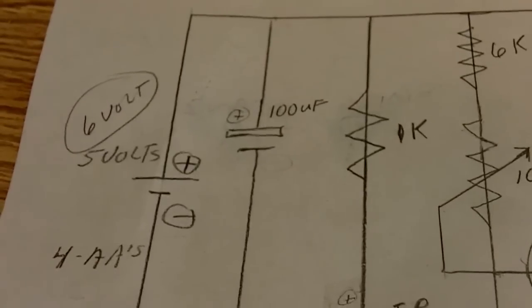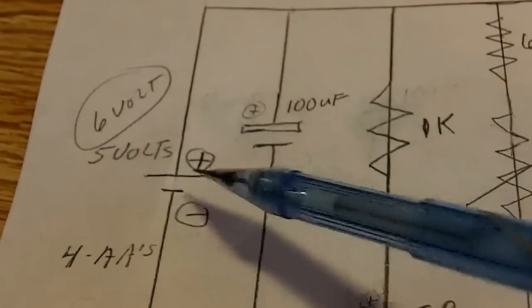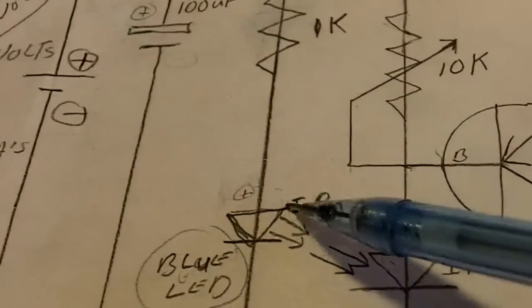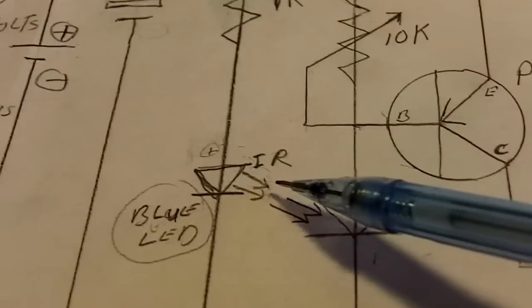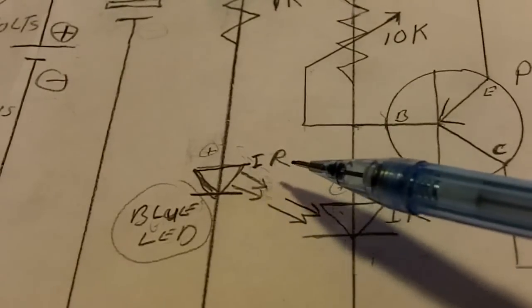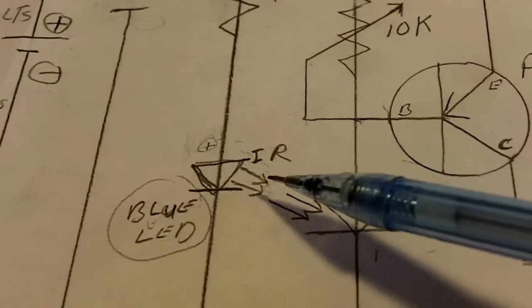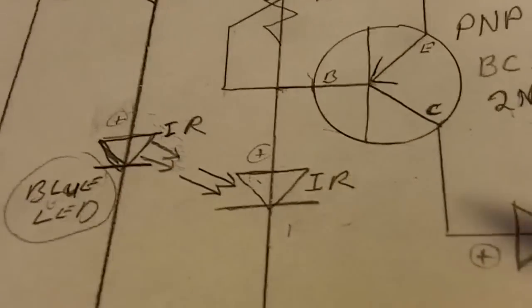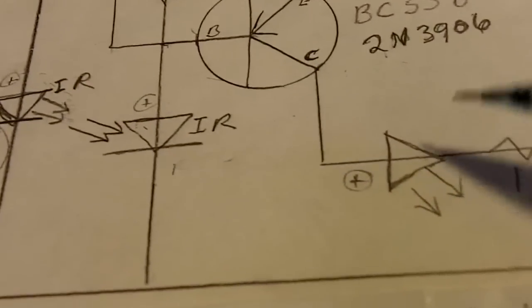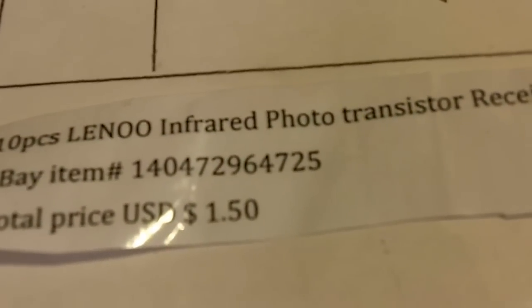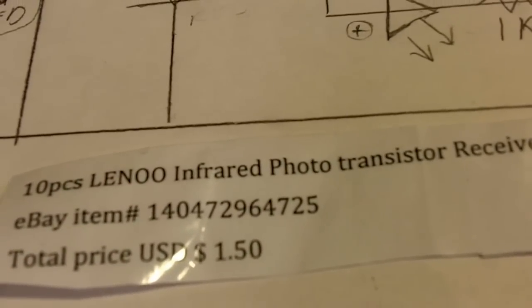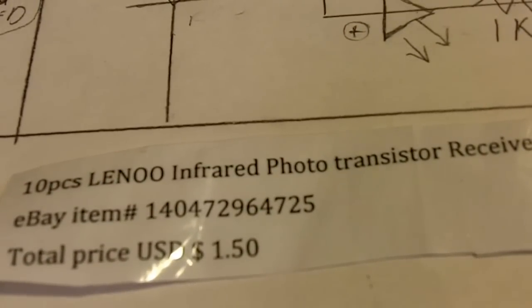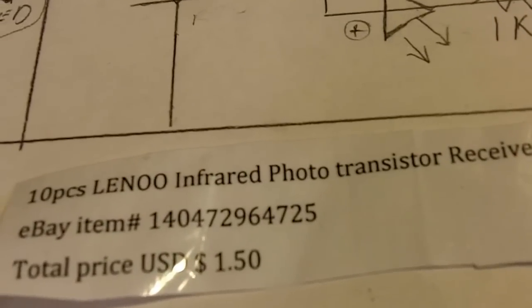What I'm doing here, instead of using 5 volts, I'm using 6 volts right here. And instead of using this infrared LED here, I'm just using a blue LED. I had a white one in there and it worked fine too. Right now I have a blue one in there. And on the infrared photo receiver, I'm using these right here. I got them online, and you can see 10 of them for $1.50, plus I think it was about $3 shipping. They're still very, very cheap, and they work real good.